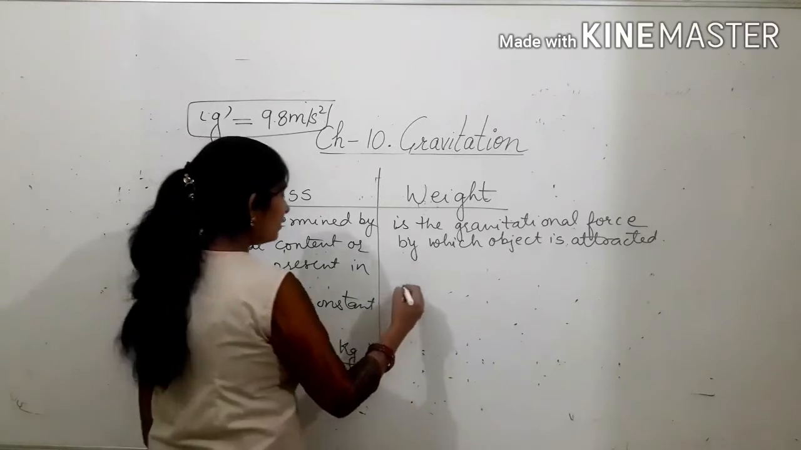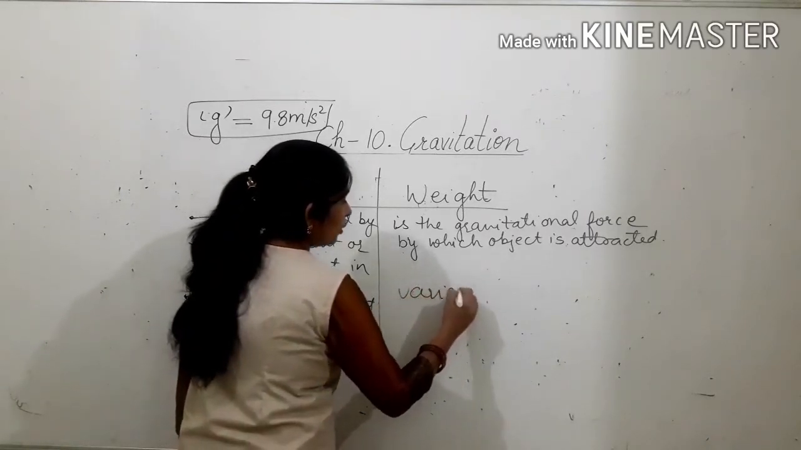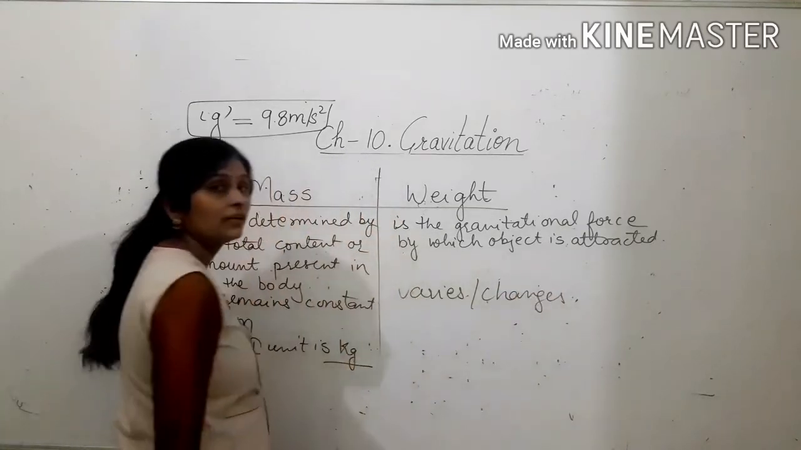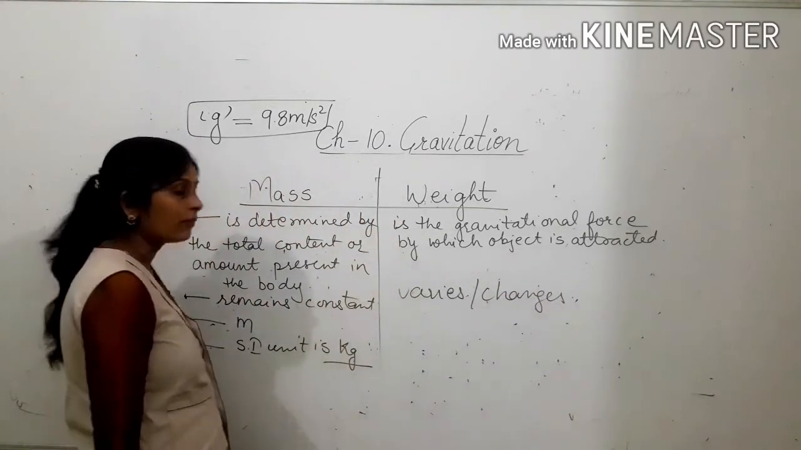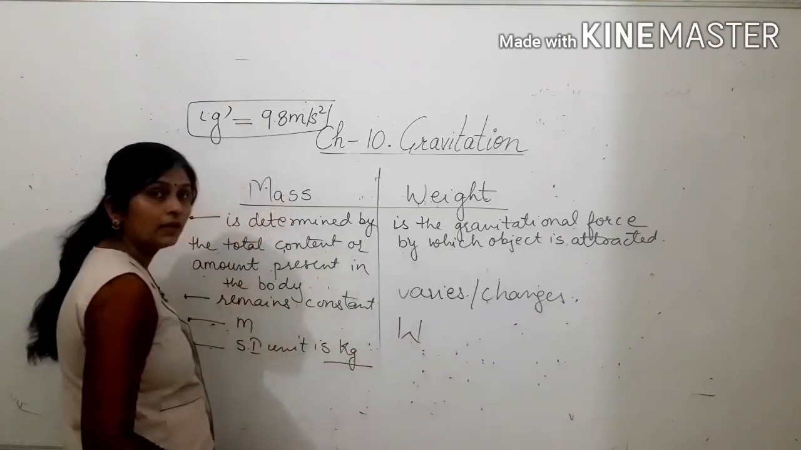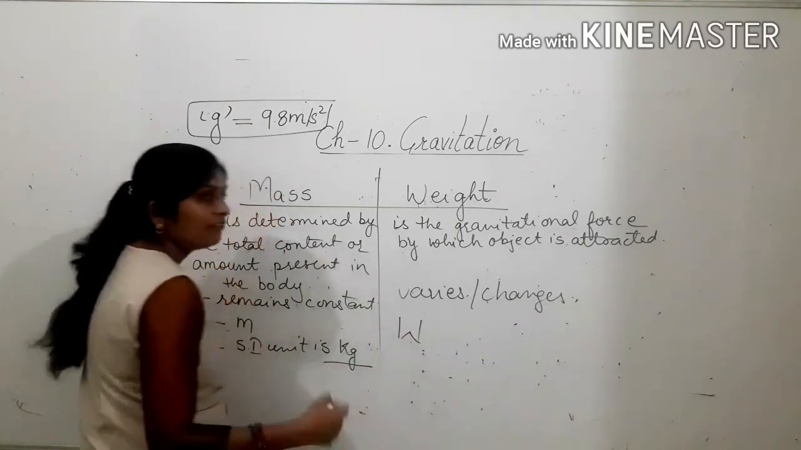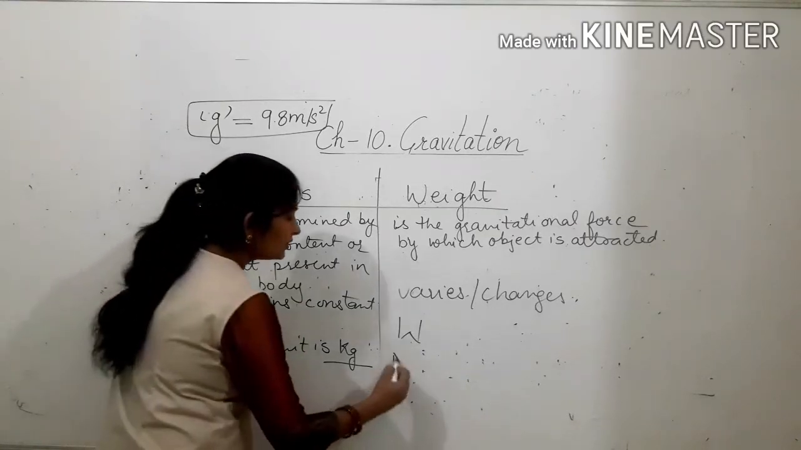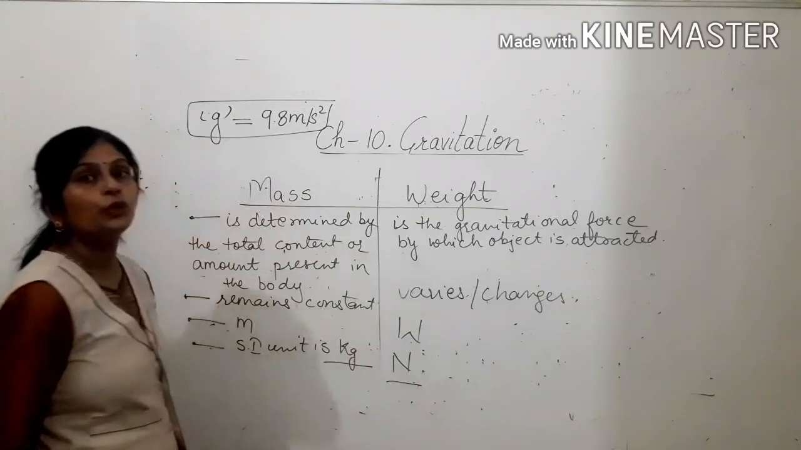So, weight varies or changes from location to location. It does not remain constant. It is denoted with capital W, and weight is the gravitational force. So, it is a kind of force, and its SI unit is Newton.